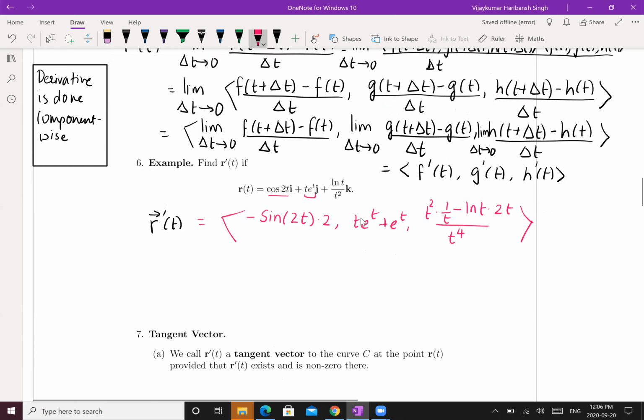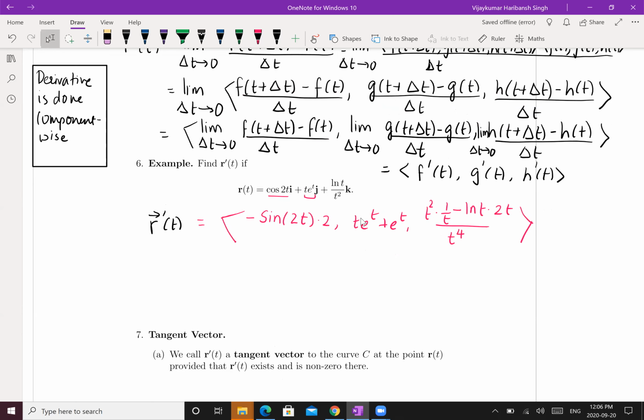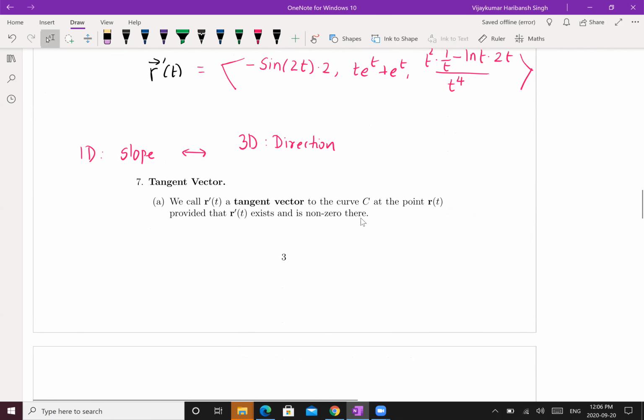Okay, so now that the derivative is done, we should go back to the physical significance of derivative. Derivative was the slope of the tangent line in a function of one variable. So it should serve a similar purpose here. Instead of slope, we have direction here now. So from 1D, slope is replaced in 2D or 3D by what? Direction. And the direction of a line, I mean, if you remember, if you have R0 plus tV, this gave the direction.